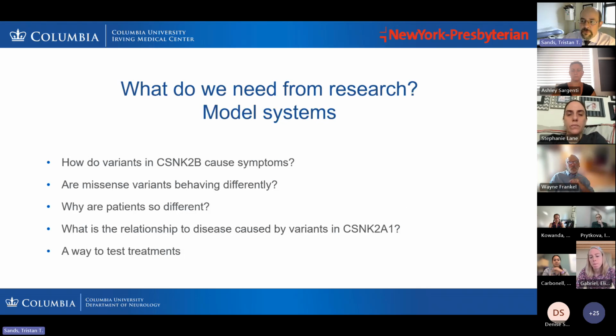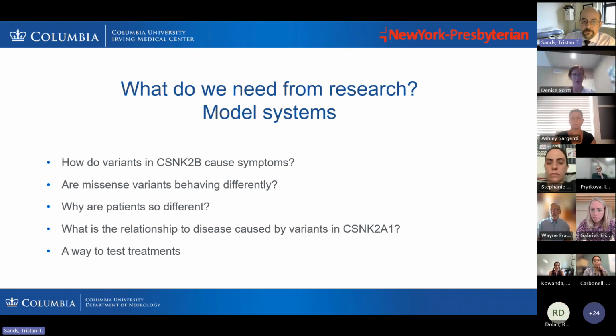So in terms of the laboratory, the bench research, what do we need from the work? We need model systems because we need to try to understand how the variants cause symptoms. Are the missense variants behaving differently from the ones that affect expression? Why are the patients so different? If there are genes that are making the variants more severe in certain patients or less severe in certain patients, that's an important clue, perhaps, to how to help patients.